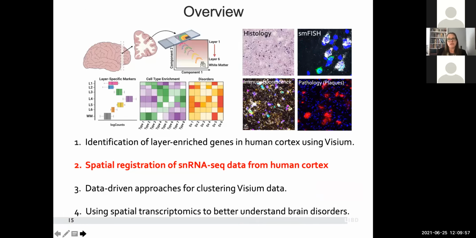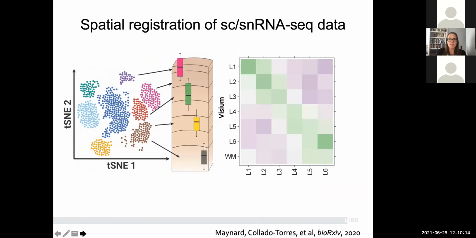So I want to move now from comparing gene expression across cortical layers to integration of Visium data with single nuclei RNA sequencing data. There's really a growing interest in combining these data modalities and a number of tools coming online to support these approaches. So here's a schematic of what I mean by spatial registration, which is essentially taking clusters of cells or nuclei derived from single nucleus RNA-seq data and mapping them onto the different cortical layers.